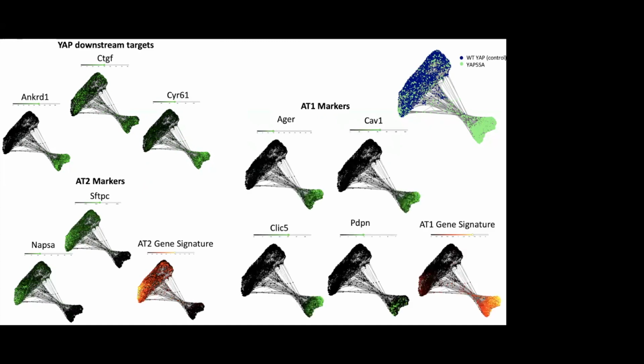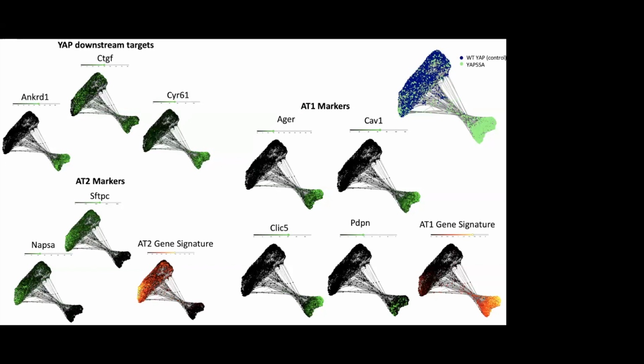And then when you look at our type 1 cell markers, AGER, CAV1, CLIC5 are all highly enriched in that YAP5SA driven cluster. And podoplanin, again, may be lagging a little bit behind, but it is still exclusive to that YAP5SA cluster. And then looking again at that primary derived type 1 cell signature, you can see that it has been turned on exclusively in this YAP5SA cluster, while the type 2 gene signature has been turned off.